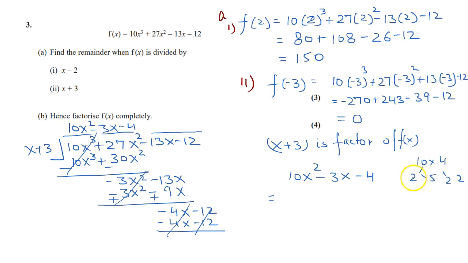5 times 2 is 10. Oh, this is not coming, so let's try another method. Two times 2 is 4, times 2 is 8, times 5 is 40, and 8 and 5 is 13. So this is 10x square minus 8x plus 5x minus 8 plus 5 is 3 minus 4. So that is equal to 5x common.